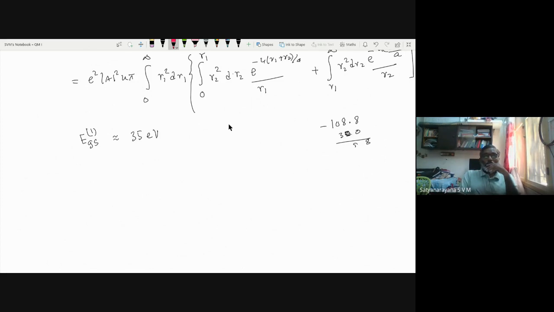And if you do this, you will get your EGS, which is EGS 0 plus EGS first order correction. Okay, so that turns out to be minus 75 electron volt. Okay, so this is something which I remember. So maybe you can just 108, 75.